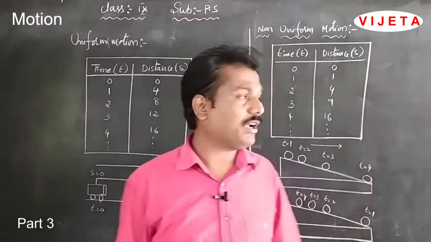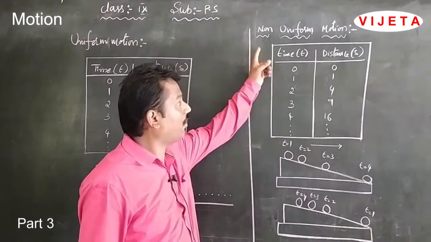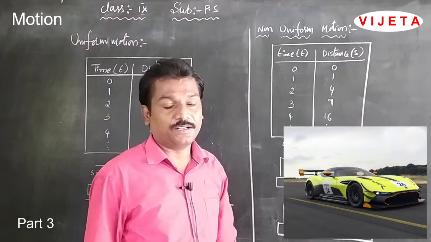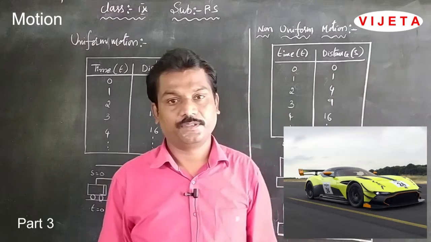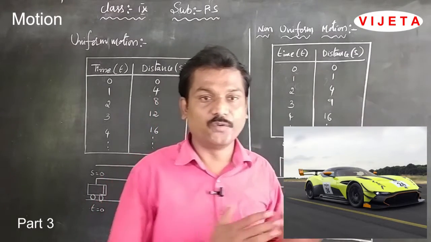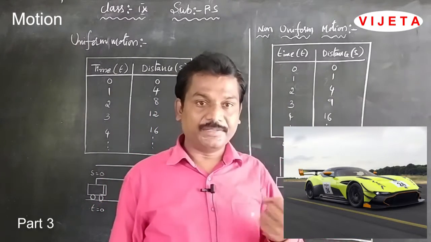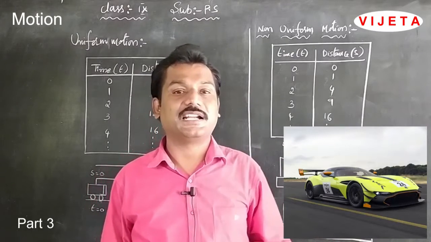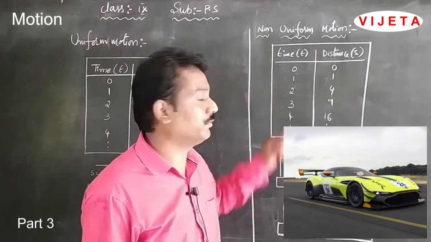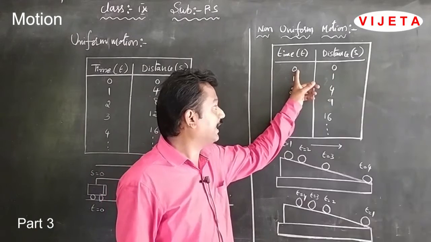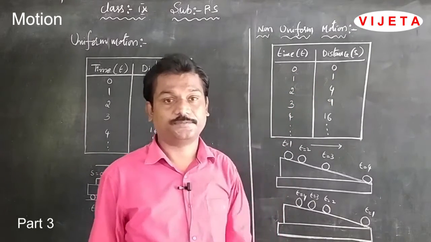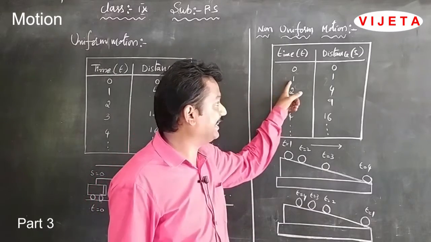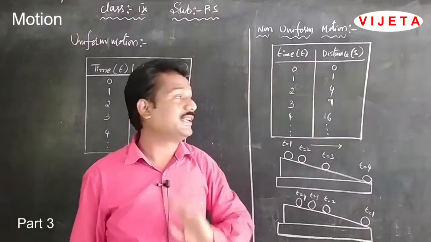Now coming to the second one, non-uniform motion. Now consider a vehicle moving on the road, and the time taken and how much distance it covers is given in a table. Now we can see here at 0 seconds the body covers 0 meters. At the first second it covers only 1 meter.